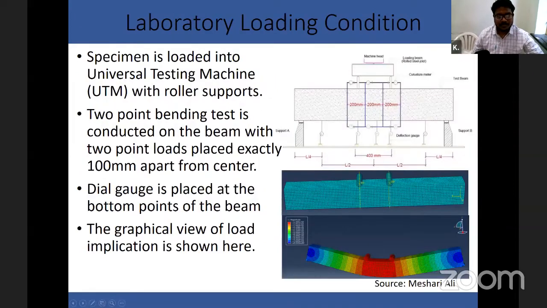And the laboratory loading conditions are done like this. The specimen is loaded in the UTM with two roller supports on the ends. A two-point bending test is applied on the beam with the two-point loads at exactly 100 mm apart from the center. And dial gauges are applied at the bottom of the beam to quantify the deflection of it. You can see the graphical view of how the loading is applied and how the bending is done.